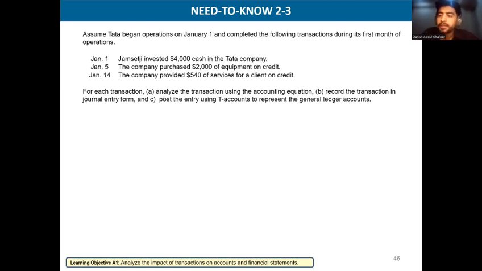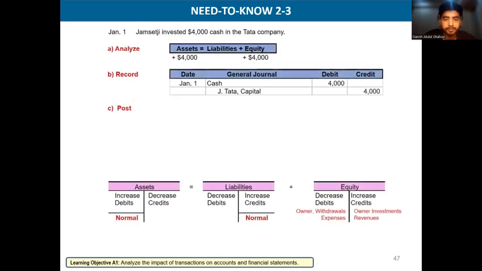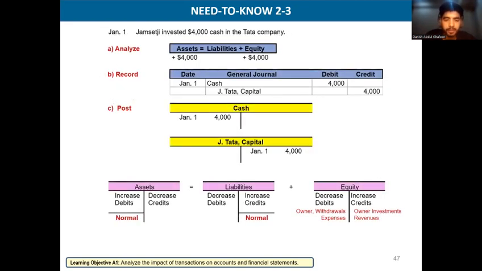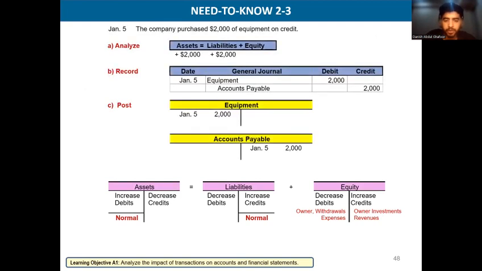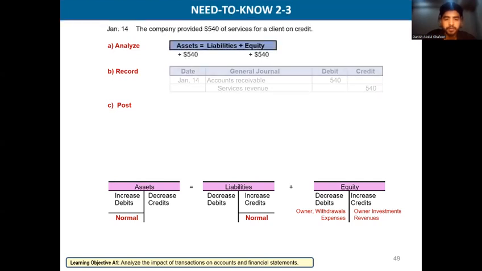We have provided services. It means accounts receivable. We will be receiving for these services in the future. Revenue increased. When revenue increases, it goes on the credit side. Okay. For each transaction, analyze the transaction using the accounting equation. So you can do this for your own exercise. I hope you guys can easily do this part, as we discussed. Okay. This all is discussed. I have discussed all this.